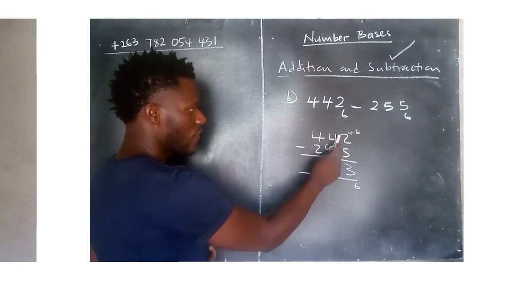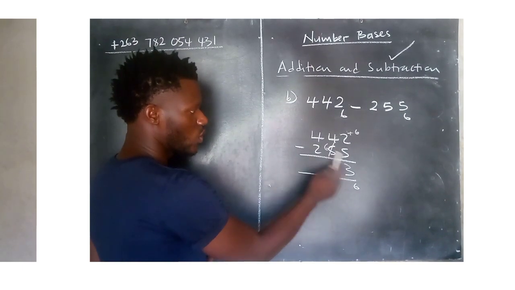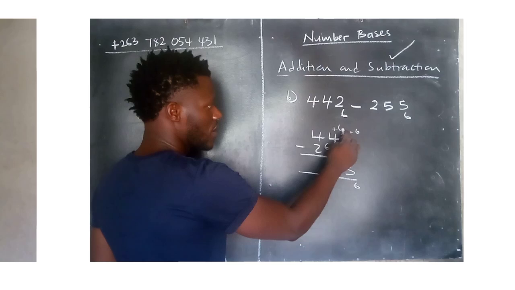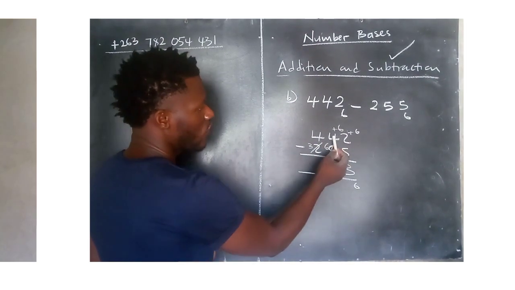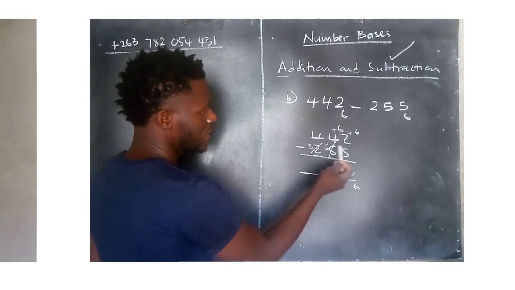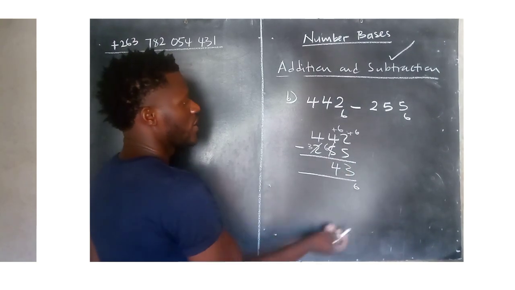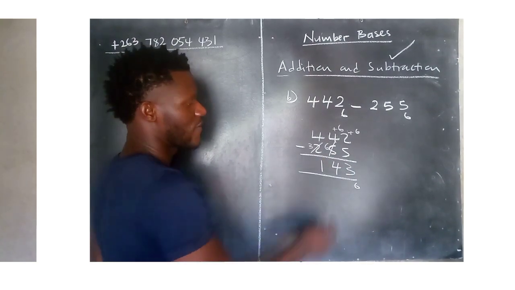In this case, it's 4 minus 6. Again, it's impossible. So you add the value of the base, and this one will get 1 more unit to become 3. It's now 4 plus 6, 10. 10 minus 6, we have 4. Then 4 minus 3, we have 1.